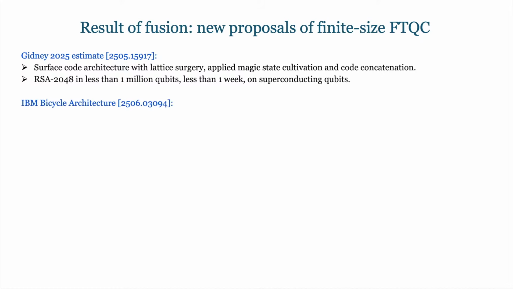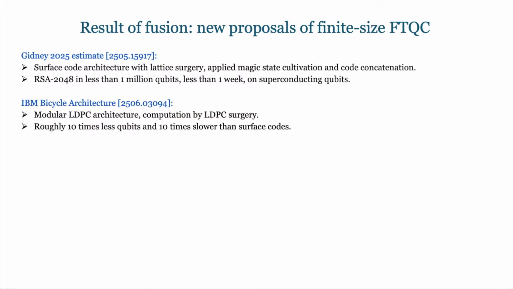Around the same time, there was IBM's Bicycle architecture, which is a very different design. This is a modular LDPC architecture where the computation is done by LDPC surgery. If you don't know what that is, I'll go into it a little bit later. The main takeaway from this architecture is that it uses about 10 times fewer qubits than the surface code architecture, so it's more space efficient, but it's about 10 times slower than surface code, which means there's a space-time trade-off. It looks very interesting, and I'll get into this space-time trade-off a little later.